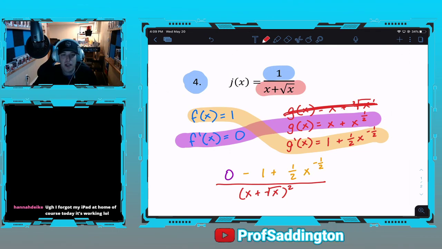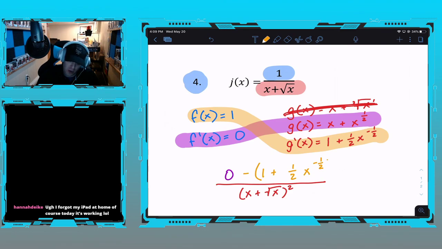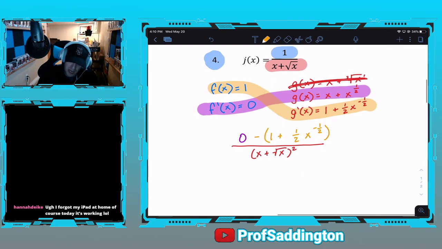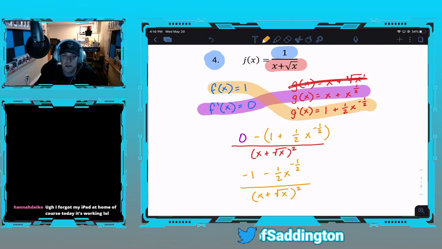The only other thing that I got to make sure that you guys are aware of is when you are subtracting what we did in orange, technically we are subtracting the whole thing. So the last step that we would have to do to simplify this is just distribute the negative into the parentheses. So if I were to distribute that negative in, I'm just going to have negative 1 minus 1/2 x to the negative 1/2. And then the bottom is just going to stay exactly the same. So the derivative is just going to represent that bottom portion.